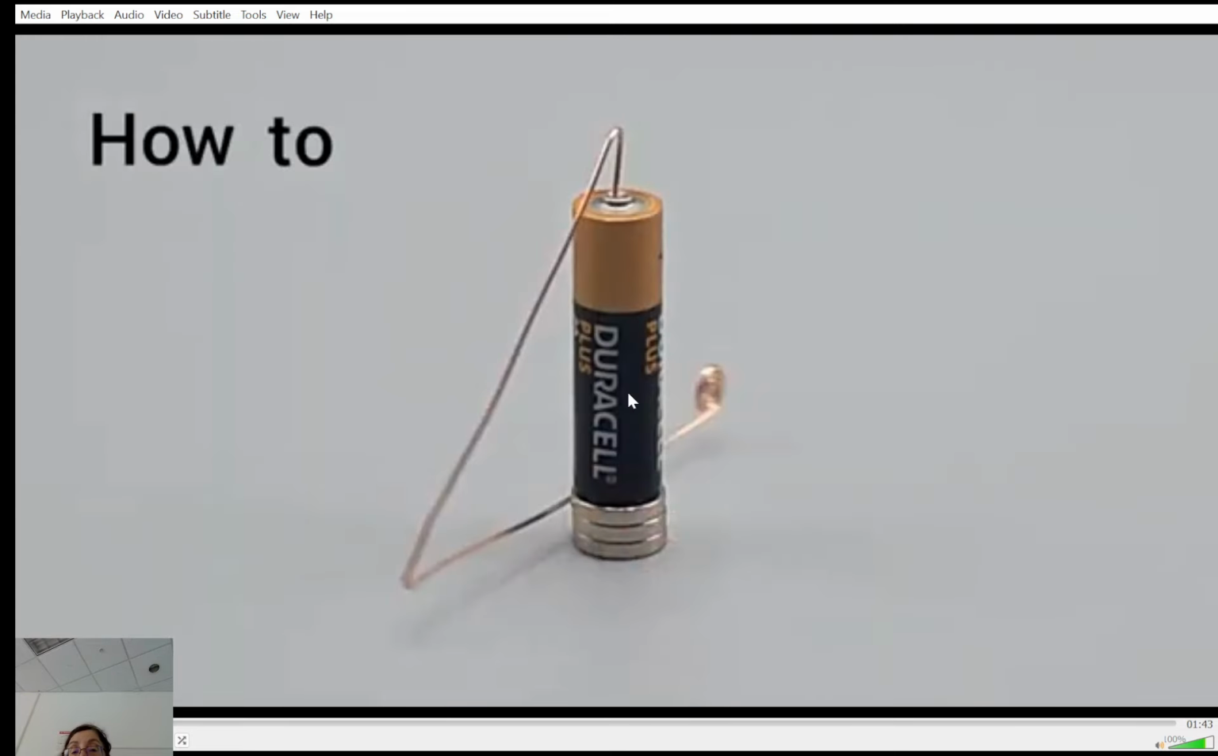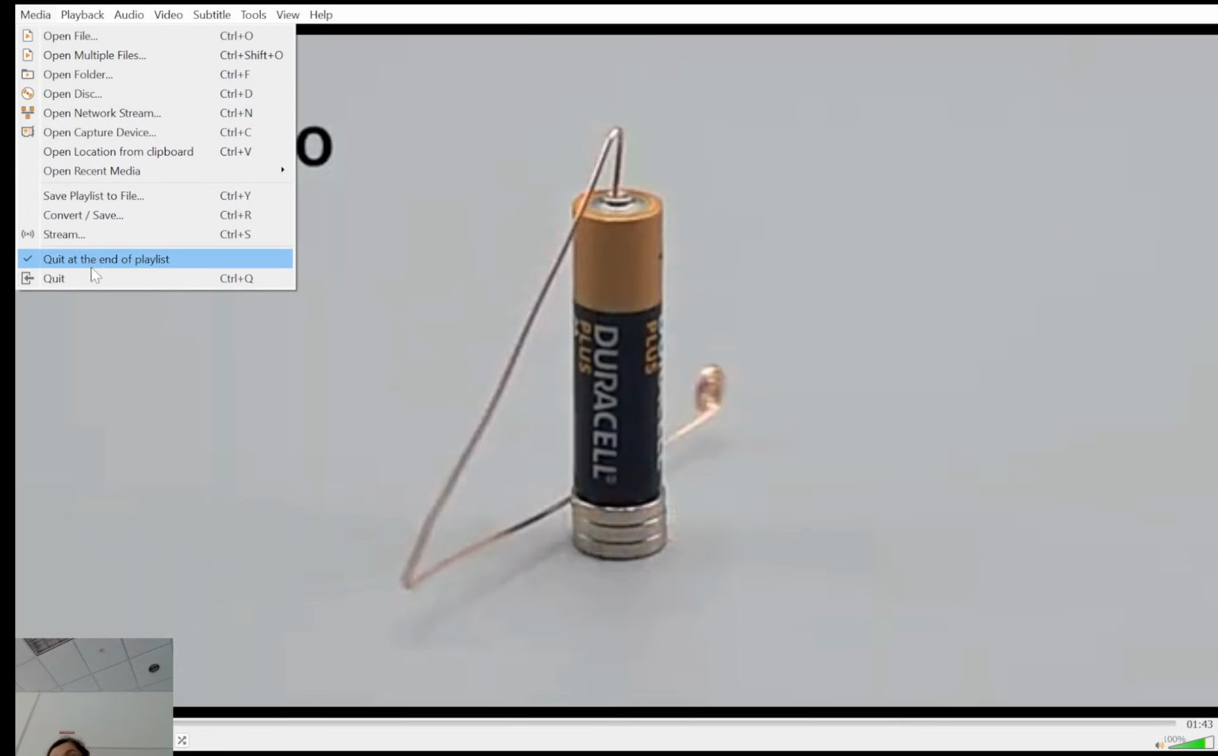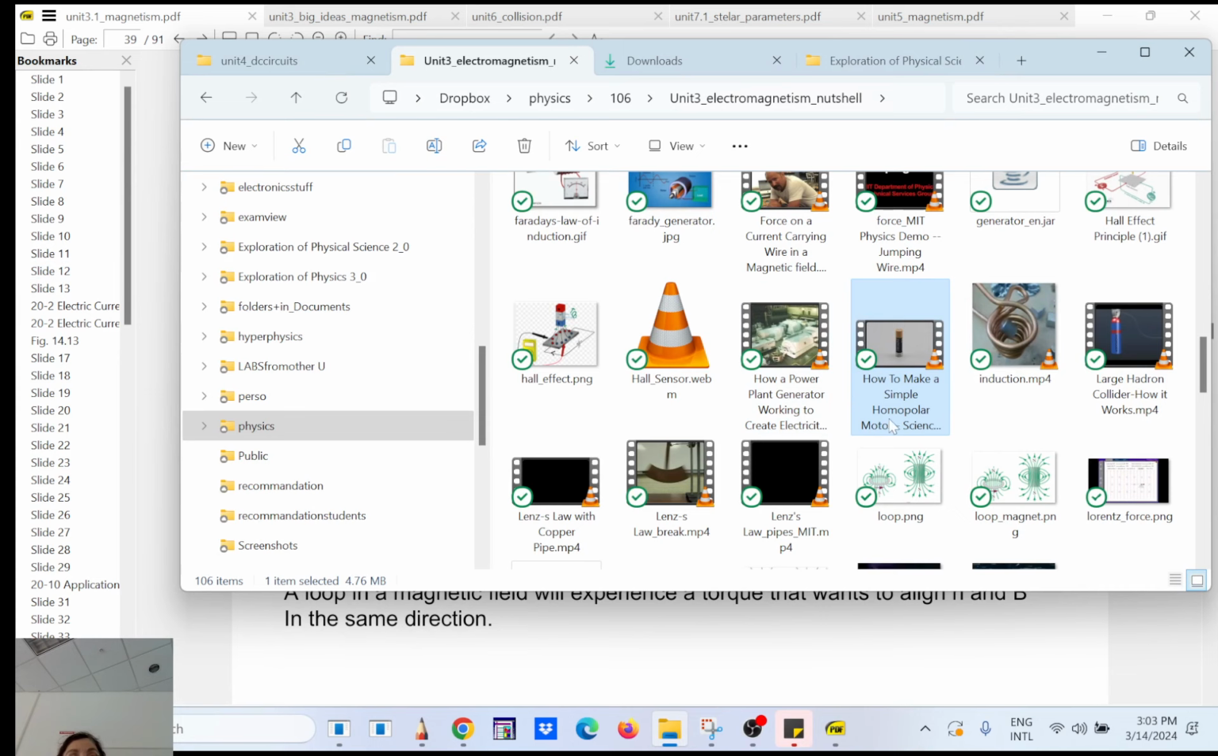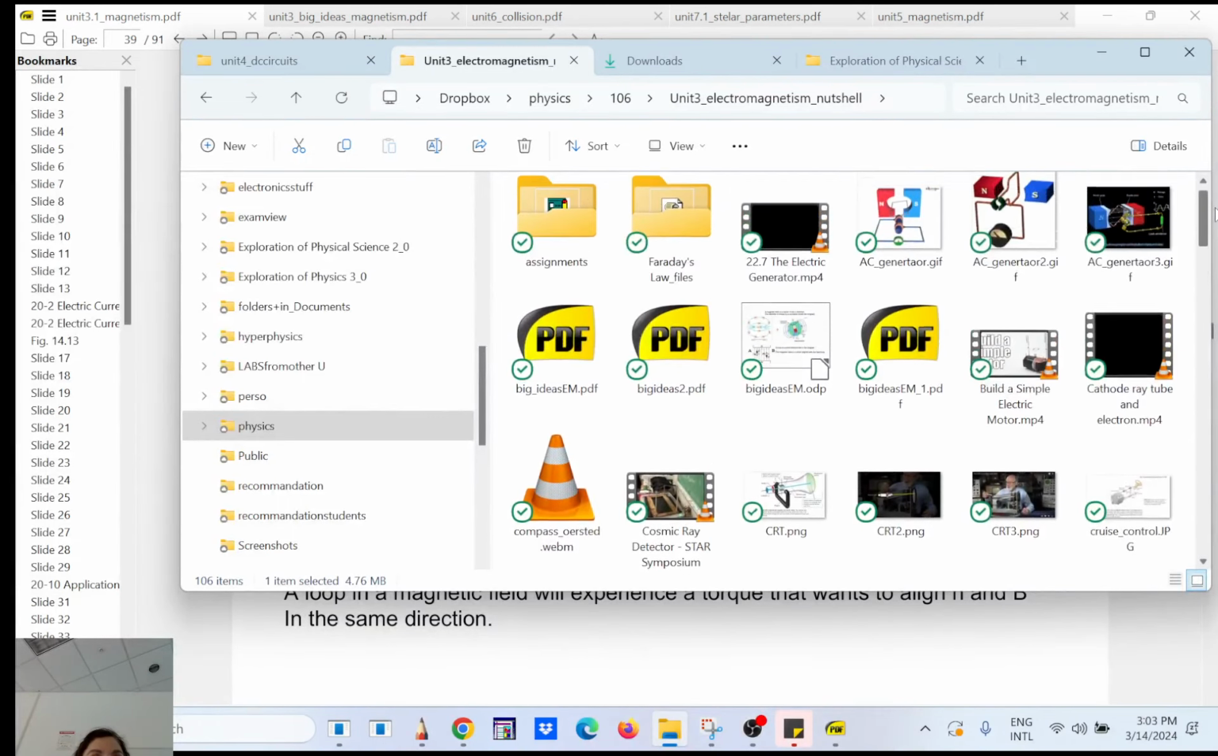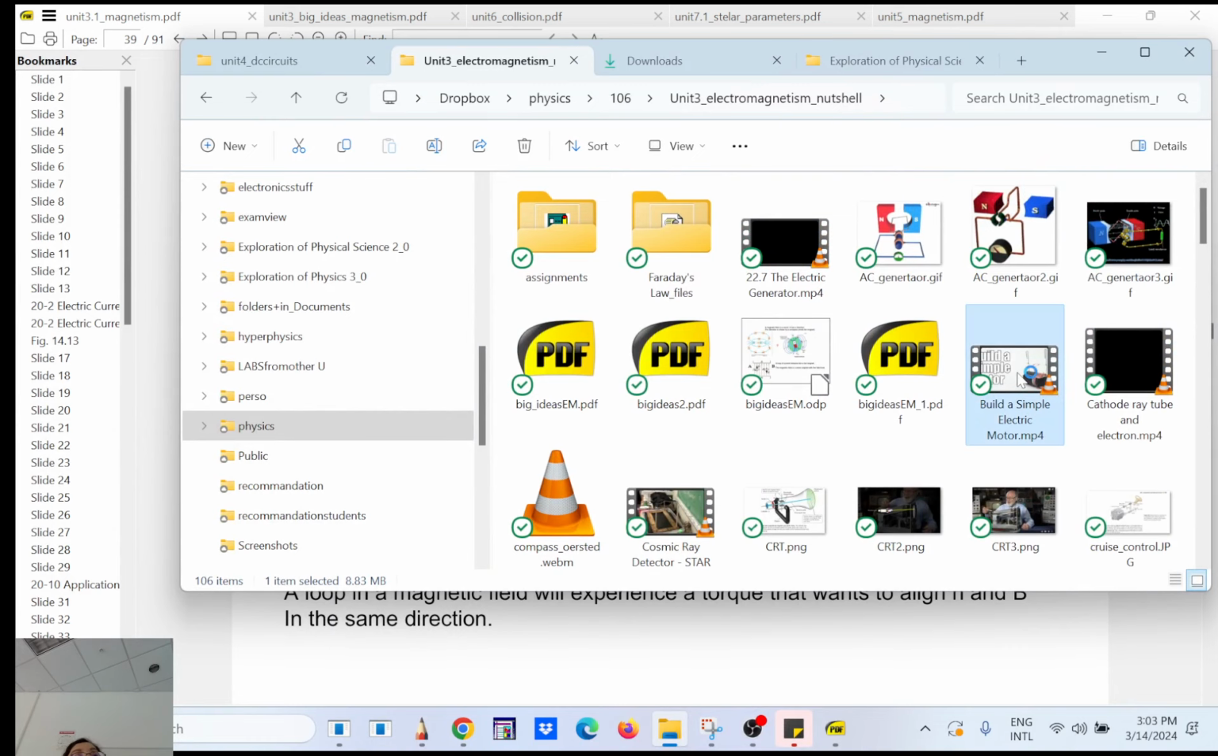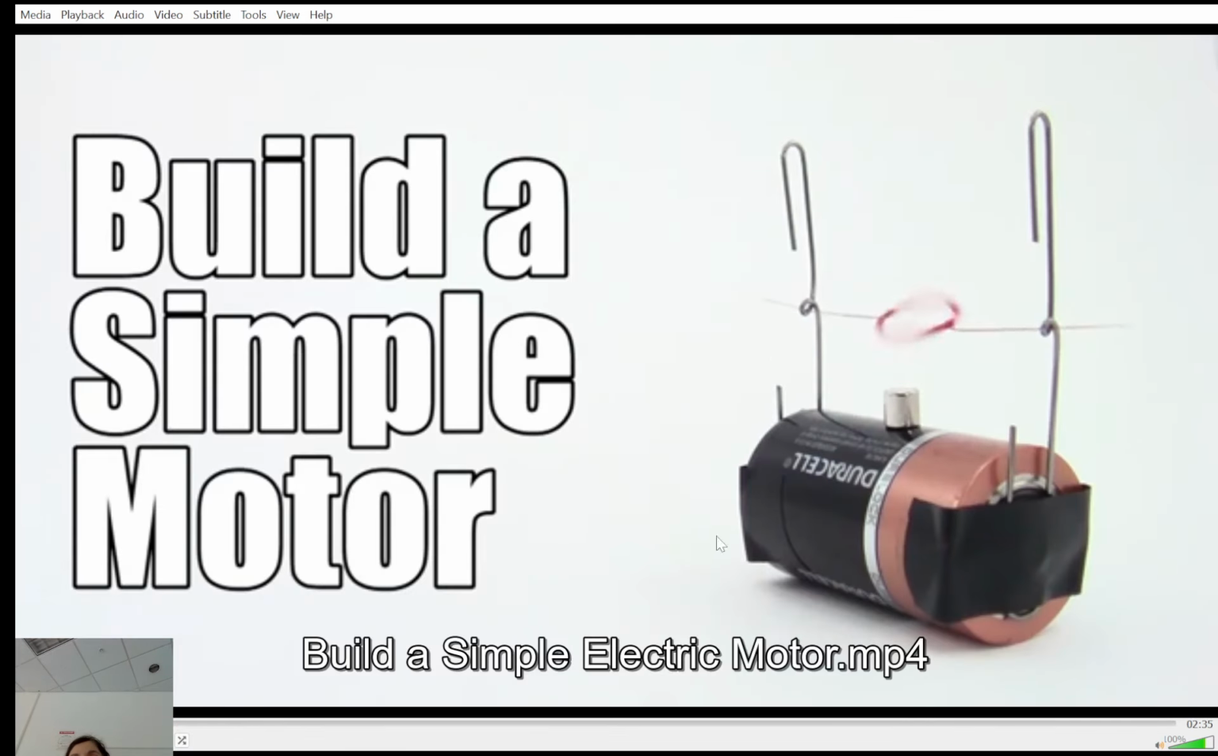Okay, so the idea is that you have electricity flowing in this direction. You have a magnetic field in that direction. So you're going to have a torque applied. So that's one thing you can do. So it's called a homopolar motor. You have other videos like this one. I used to do that with kids.